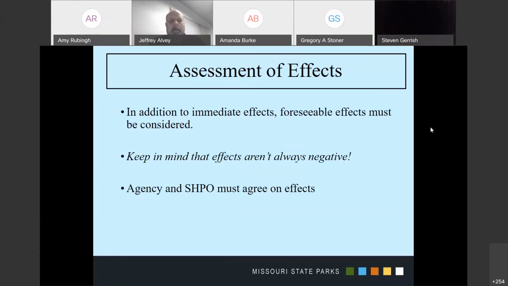It's important to keep in mind that effects are not always negative. What we're really talking about here, sort of the crux of this, is making a determination of whether or not the historic property is going to be adversely affected. And we'll talk more about what adverse effects are in a moment. So just wanted to point out that not all effects are negative. And ultimately, in the process of consultation, the agency and the SHPO must agree on what the effects are.